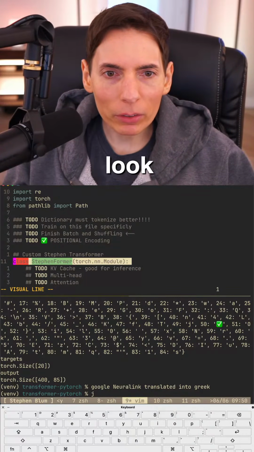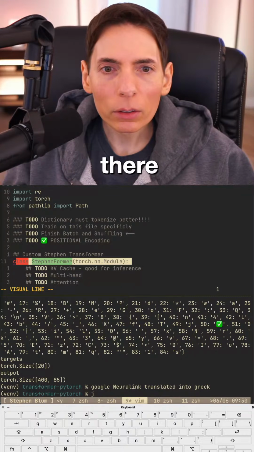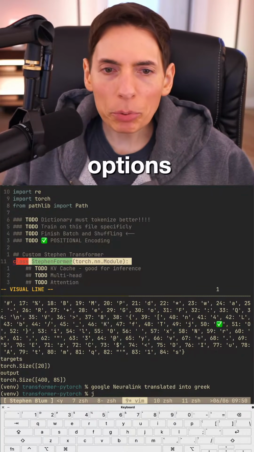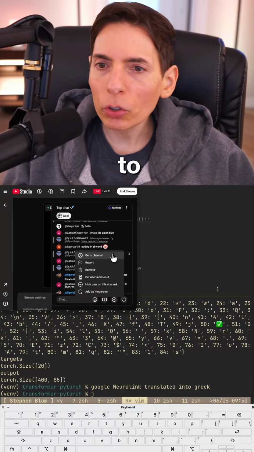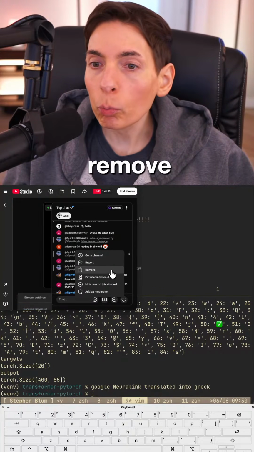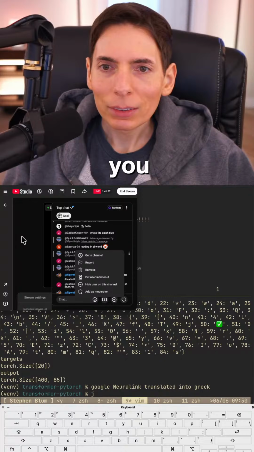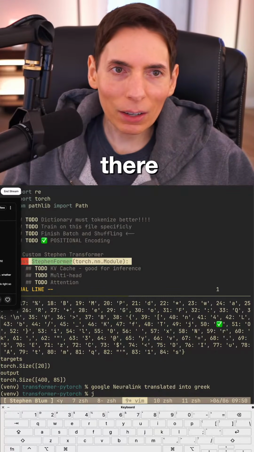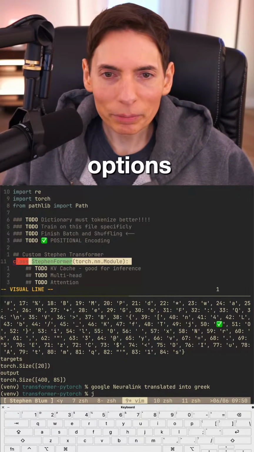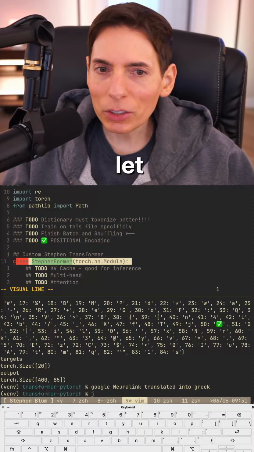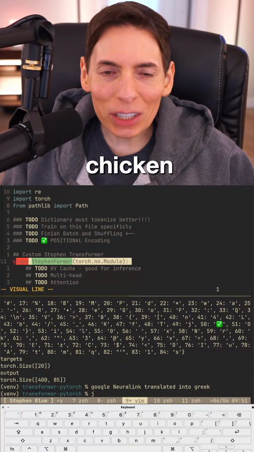So I'm going to look at something real quick here. Click this button there. Yeah, there's no options for it. So I'm scrolling back to a user. It says I can go to channel, I can report, I can remove you, I can put you into timeout, or I can hide you. That's it. There's no other options. Just to let you know, Chicken.